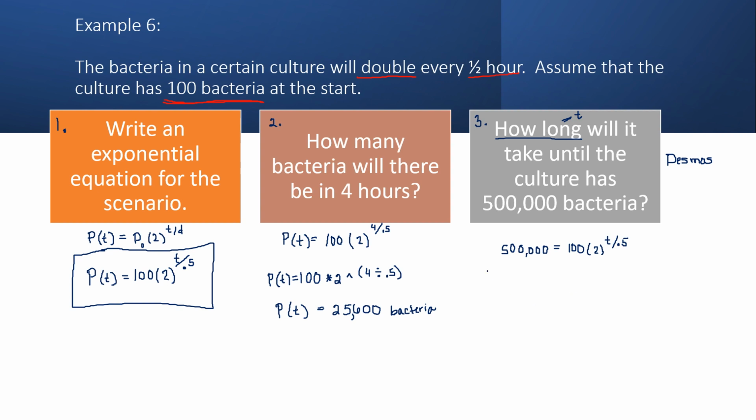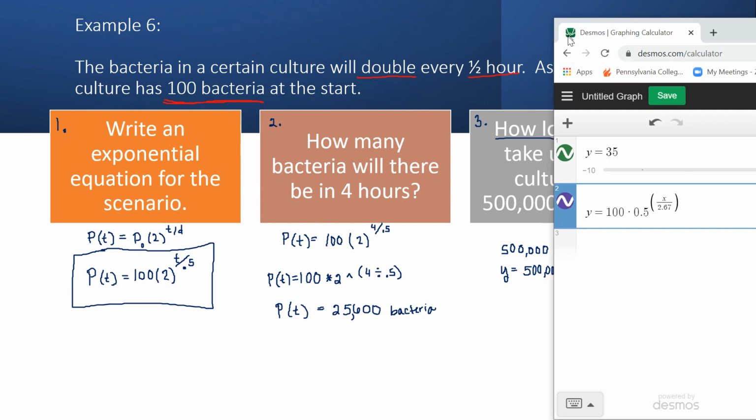Decimals is going to require we have two formulas. So this side of the equation, the left-hand side, can be rewritten as y equals 500,000. And my right-hand side, this side, can be written as the formula y equals 100 times 2 to the t over 0.5. So I go and get decimals.